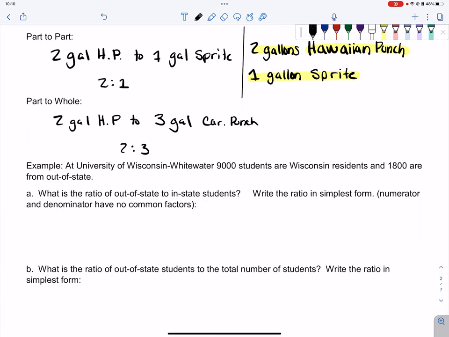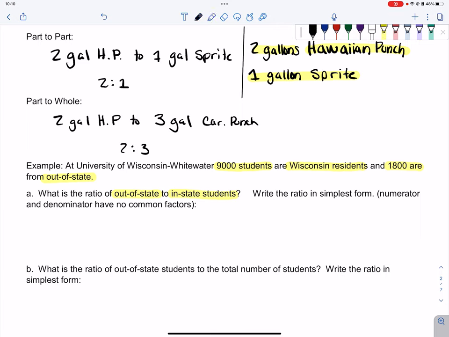The next example here we have that at UW-Whitewater, 9,000 students are Wisconsin residents, and 1,800 are from out of state. And first, we are now asked, what is the ratio of out of state to in-state students? And I want to then write this in its simplest form.